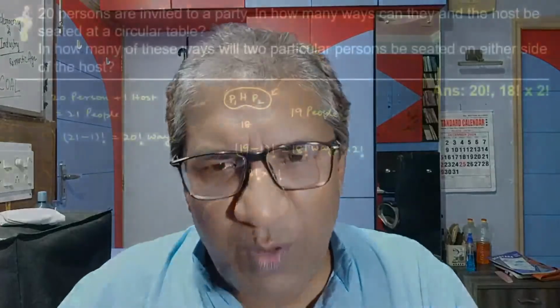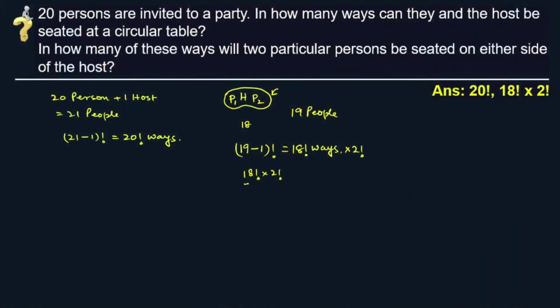But P1 and P2 can interchange their place, and that can be done in factorial 2 different ways. Is it clear? Therefore, the total number of ways will be factorial 18 into factorial 2. That's your answer. Is it clear? Okay, let's take another problem.